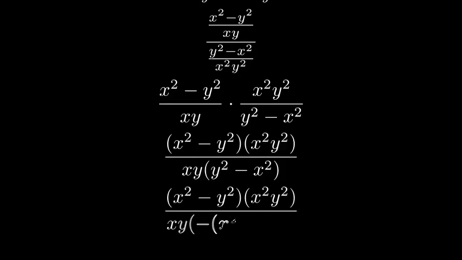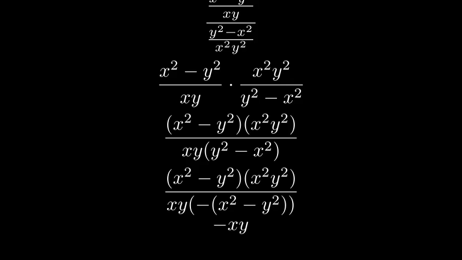Notice that y squared minus x squared is the negative of x squared minus y squared. This means our denominator is the negative of what we have in the numerator. The x squared minus y squared terms cancel out, leaving us with negative xy in the numerator. Therefore, our final answer is negative xy.